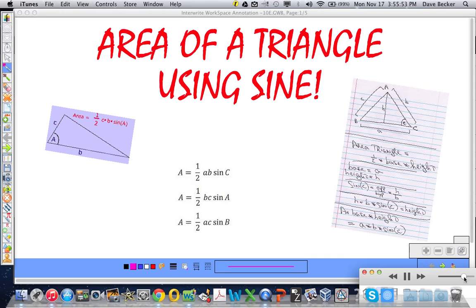So, I suppose we should move forward on how to find the area of a triangle using sine, S-I-N-E. So let's get to it, shall we?